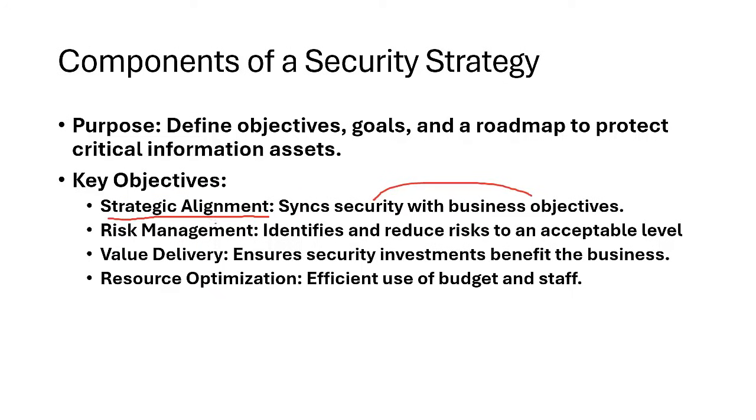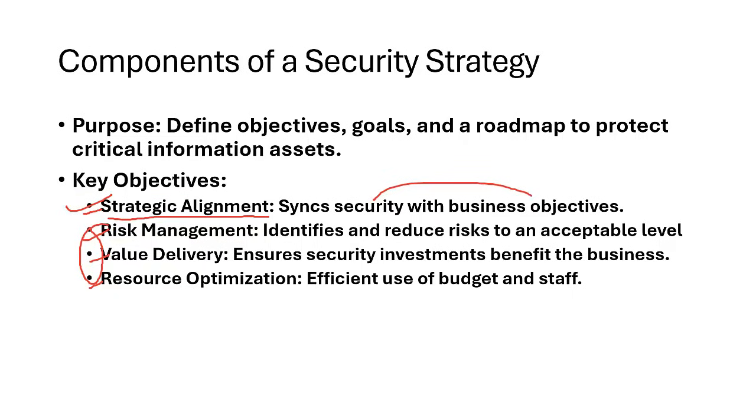So if they give you a question, what is the primary objective of security strategy? Option A, strategic alignment. Option B, risk management. Option C, value delivery and resource optimization. By the end of the day, by achieving this, you're achieving this only. Ultimately, your information security strategy should be aligned with the business objective.